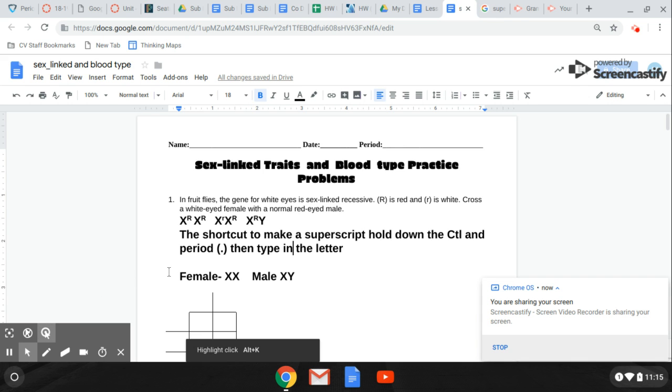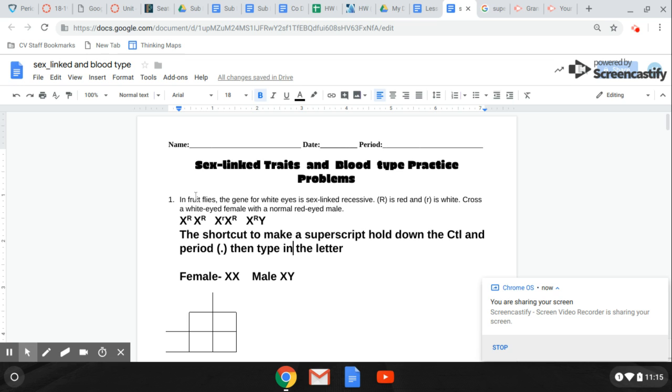Hi, you guys. So I'm going to take a moment and go over how to solve sex-linked trait problems and some of the blood type problems that you guys are going to be seeing in this worksheet.